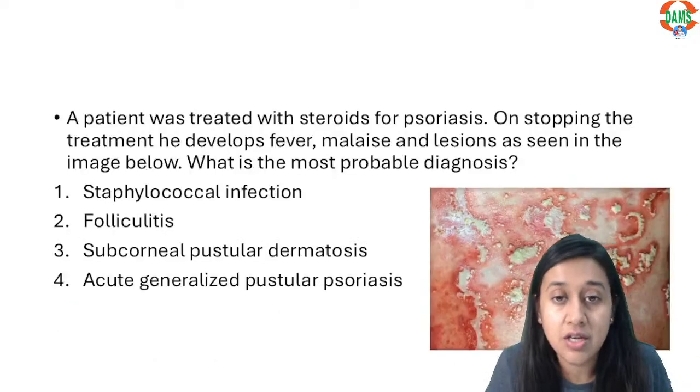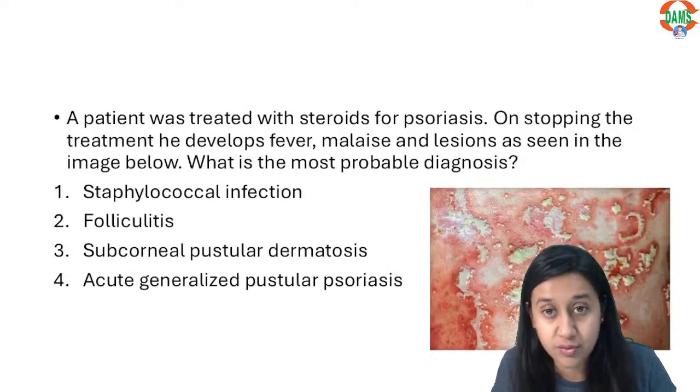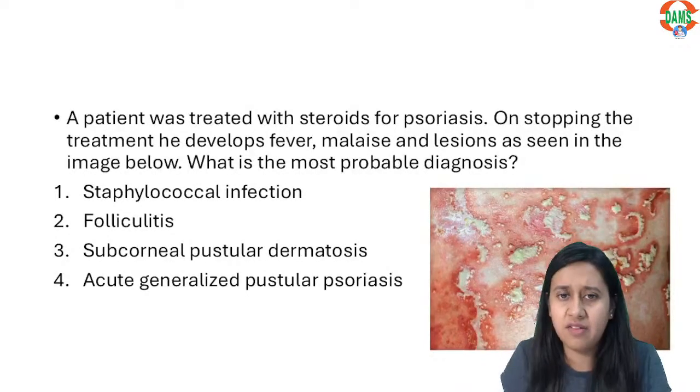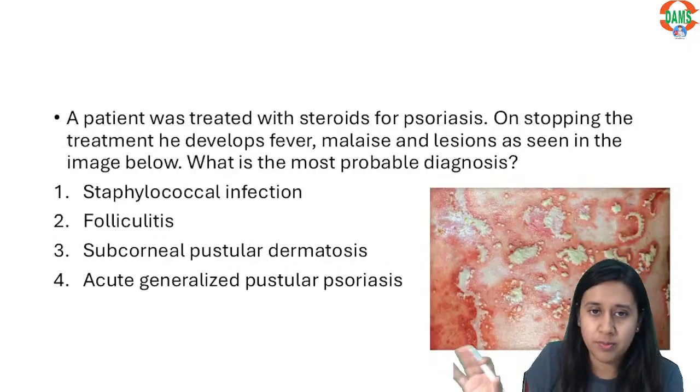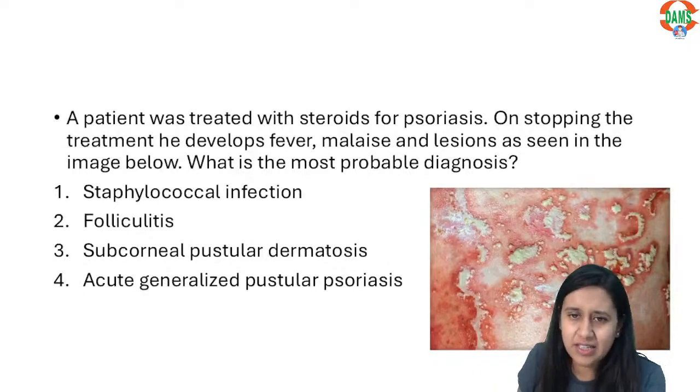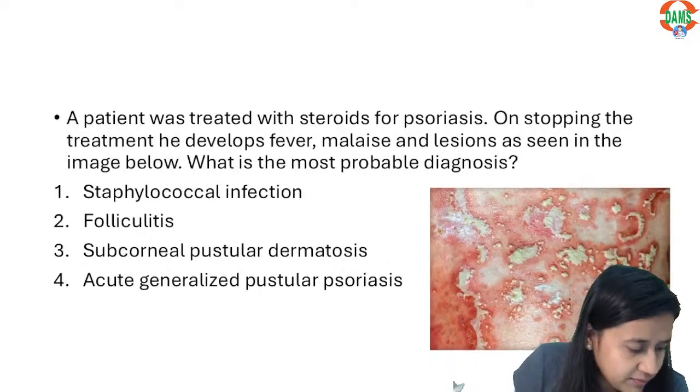Moving to the next question, a patient was treated with steroids for psoriasis. On stopping the treatment, he developed fever, malaise. The lesion is as shown in the image below. What is the most probable diagnosis? Now, what can be the diagnosis here?